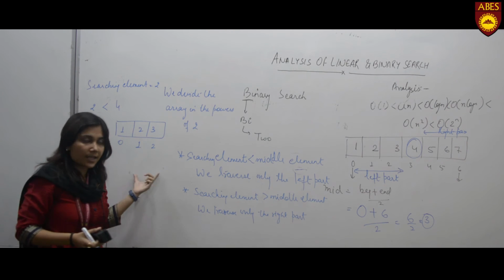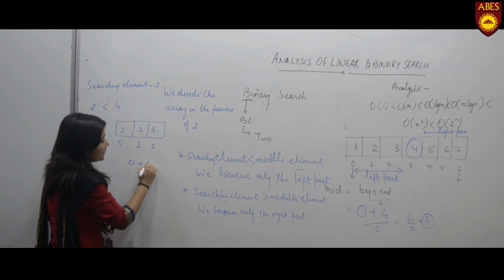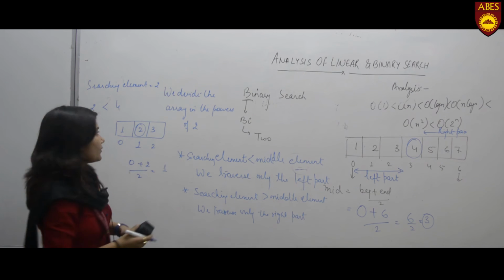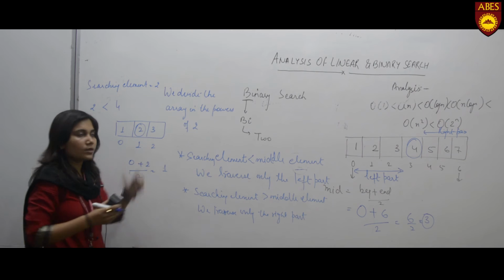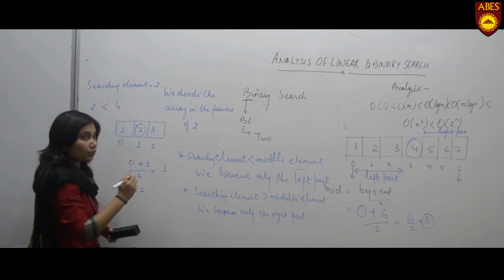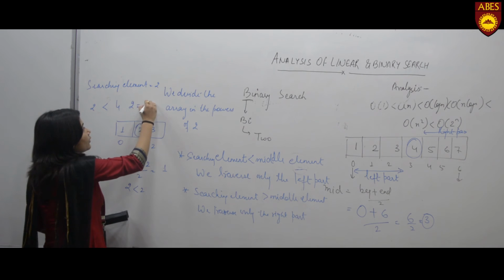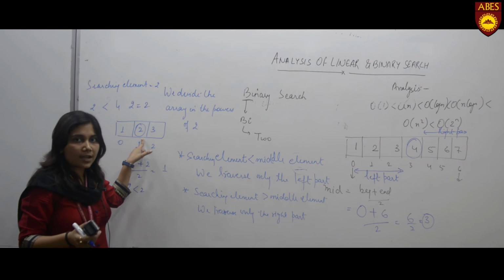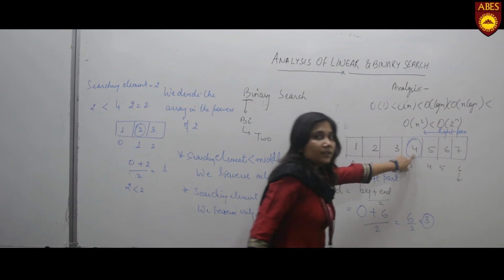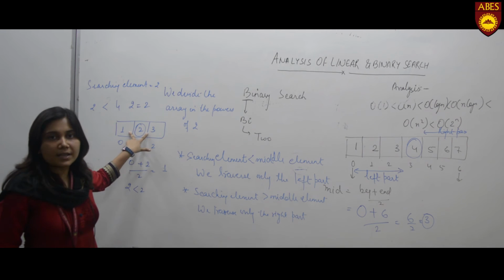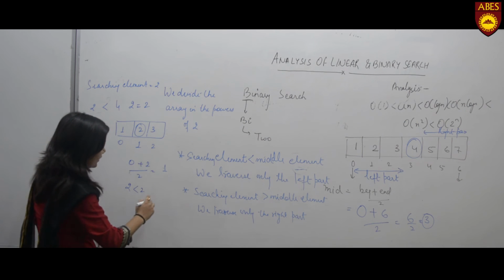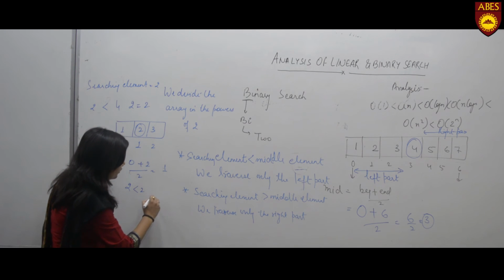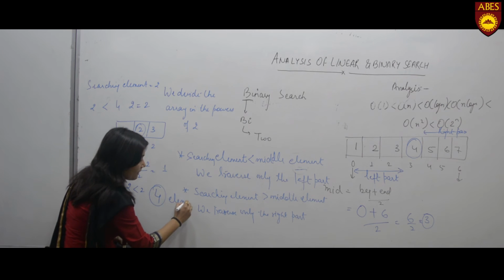Now once again I need to find the middle element of the array, which will be at position 1, which is 2. Now I can compare: 2 is less than 2? No, that is not possible. 2 is equal to 2. It means I have found the element by only looking at these three elements. So the total number of elements I have to look at to find out whether this element occurs in the array or not is only 4 elements.